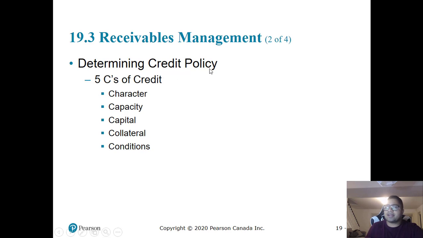So determining credit policy, there are 5 C's of credit. Whenever you decide to give credit to any consumer, you have to look at 5 things. The character of the consumer, whether he will pay or not, right? Capacity of paying, right? Capital that the consumer has, what is the net worth of the consumer, collateral that the consumer can keep in lieu of paying, and conditions in the overall market, right? What are the economic conditions, what is the unemployment rate, and all those things. So based on that, you will determine your credit policy.